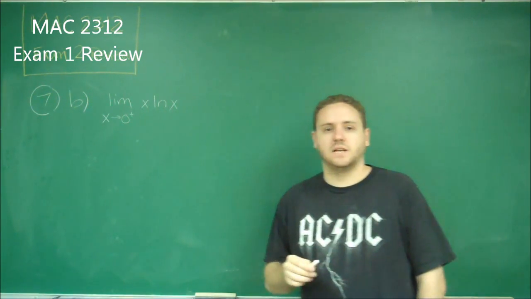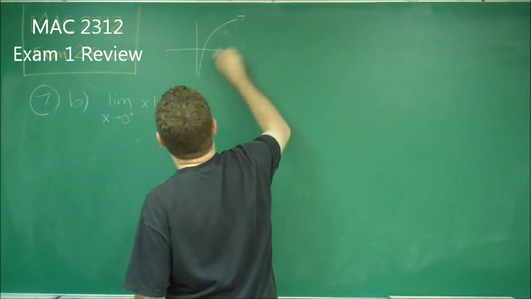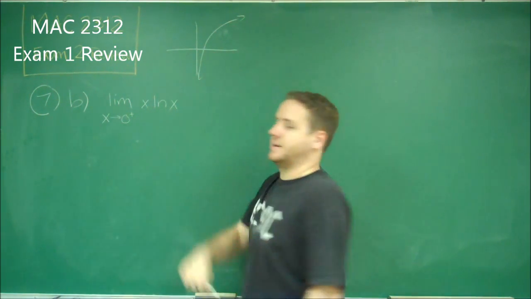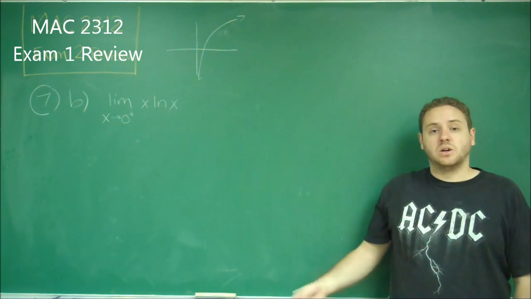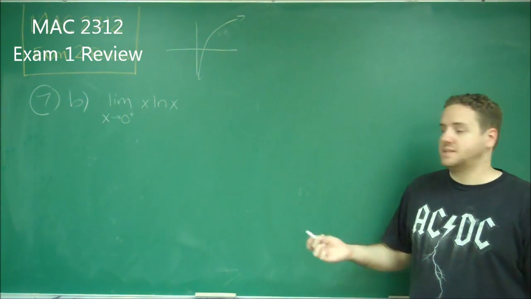Remember that for natural log, the graph looks like this. So as you approach 0 from the right, this is going down to negative infinity. 0 times infinity or negative infinity is an indeterminate form. So this needs to be changed.